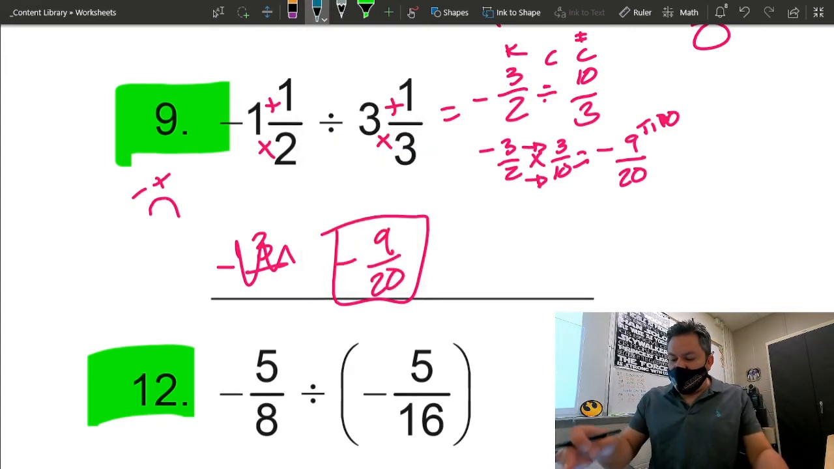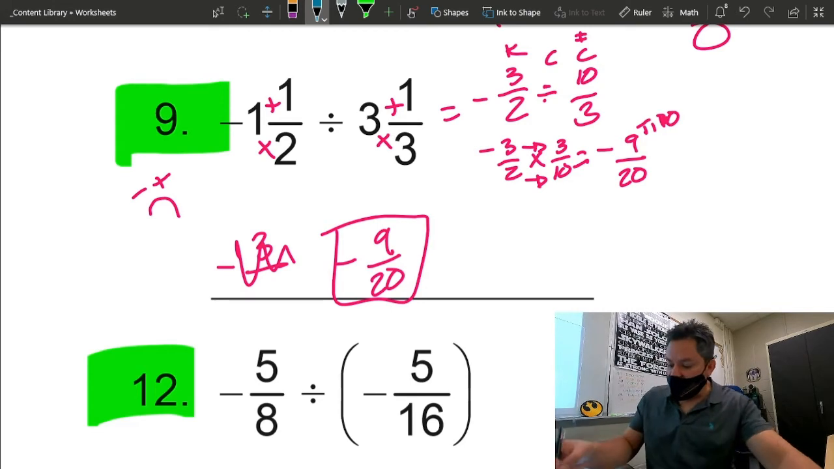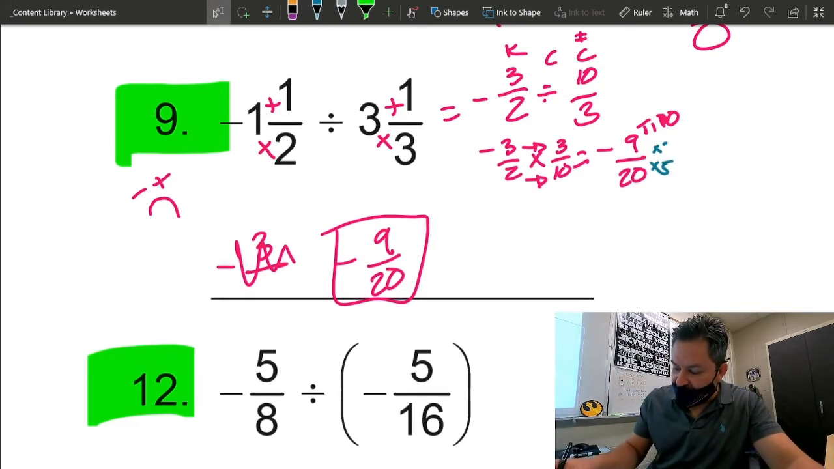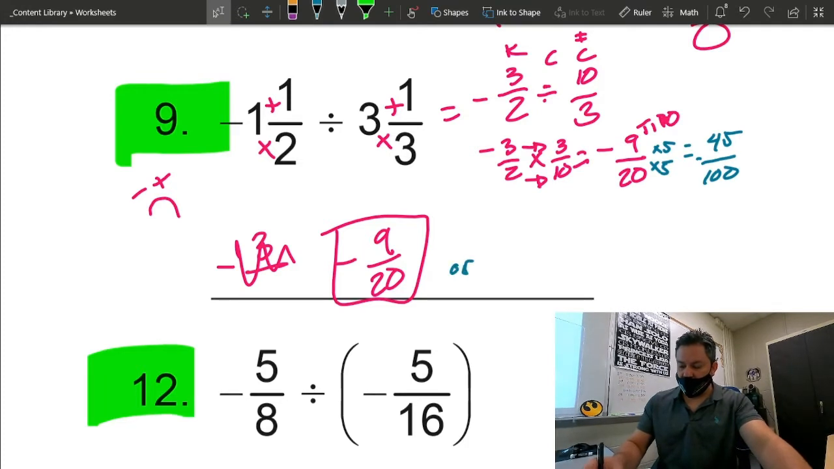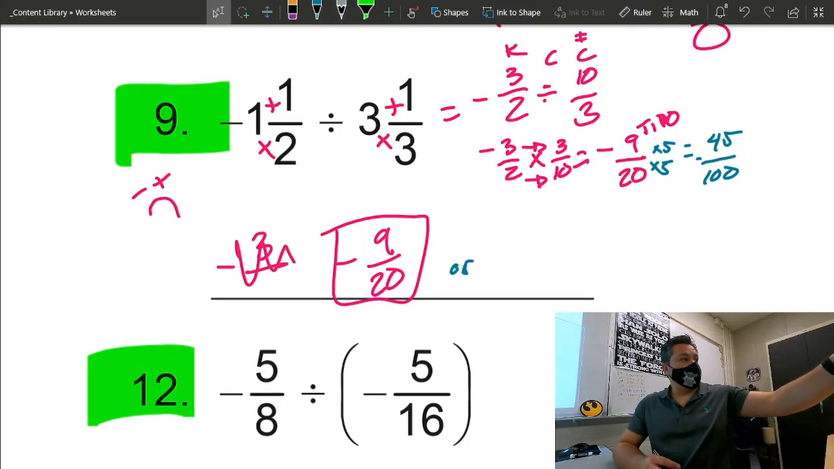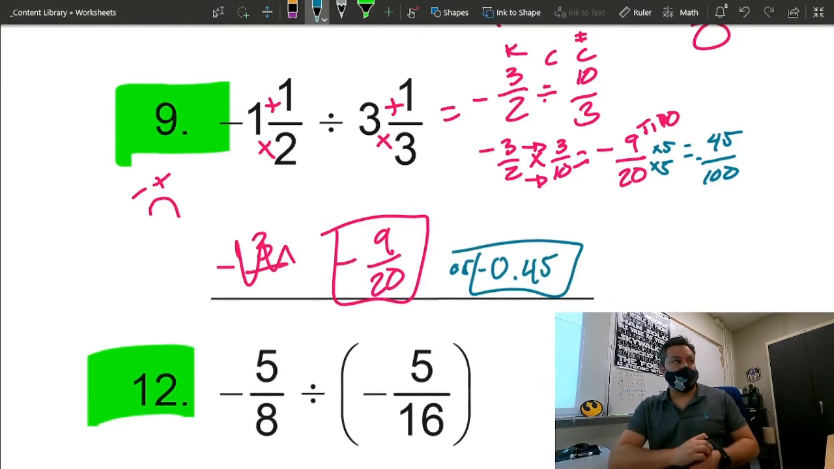What can you multiply the bottom by to get 100? What can you multiply 20 by to get 100? 5. So if I multiply the top times 5, what do I get? 45 hundredths, right? How do you write 45 hundredths as a decimal? Literally, you're reading out the number. What is it? 0.45. Either one will be correct.